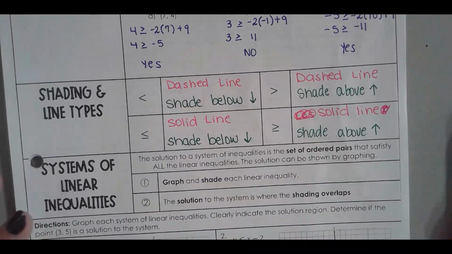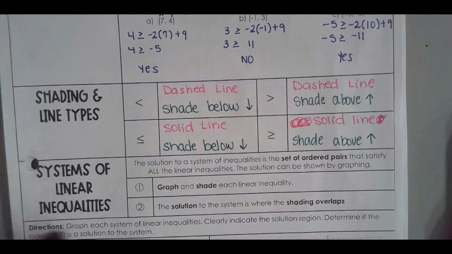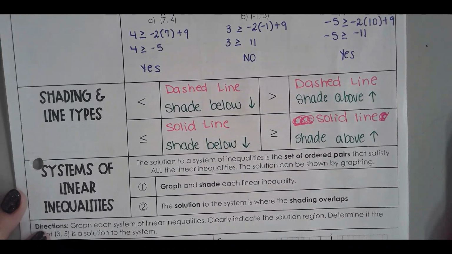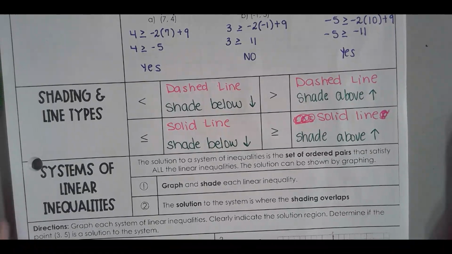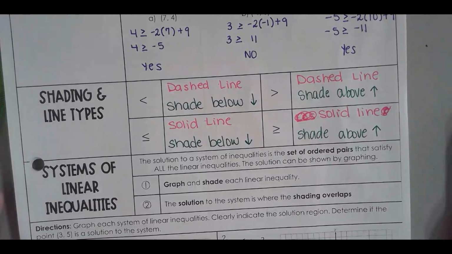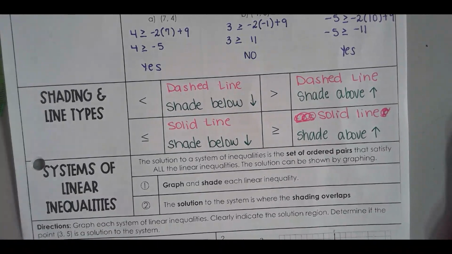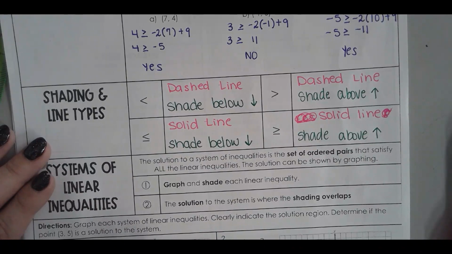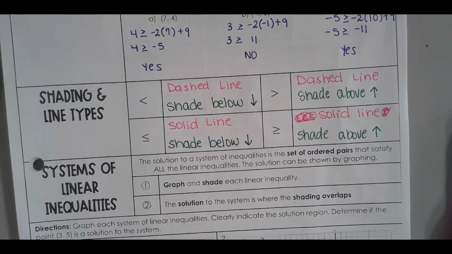When we graph, we've got 2 lines to graph, but with both of those lines there's going to be some shading involved. So you're going to graph and shade one line before you move on to the next one. Let's look at my first line right here. We're going to graph it like we normally would.